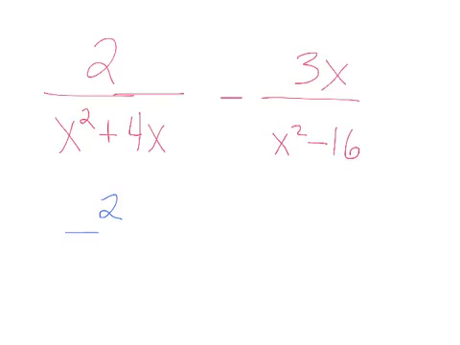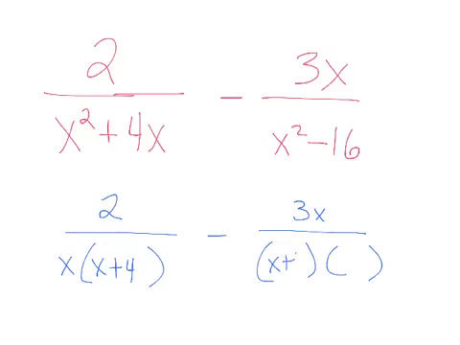Find the common denominator, so you have to find the LCM of the 2. Okay, but to do that, what's my first step? Factor out. Good. So what do you got? So you have x times x plus 4. And over here? X plus 4 times x minus 4.